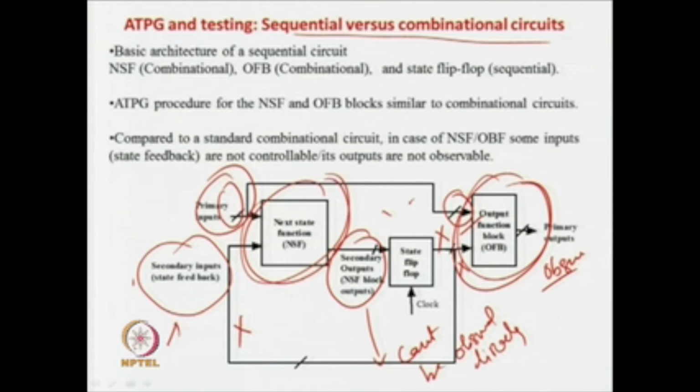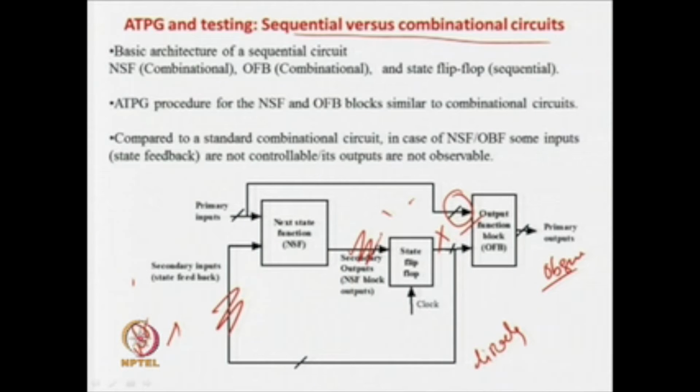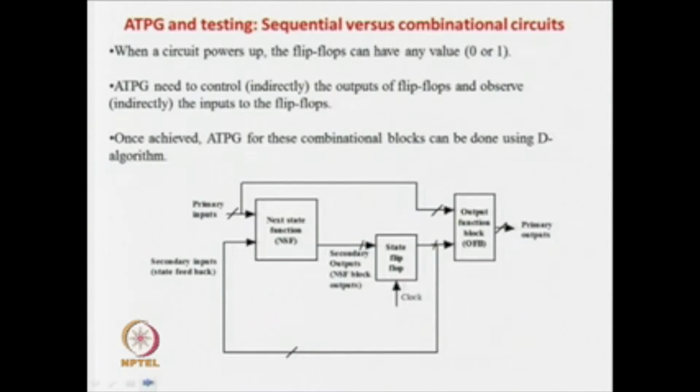Similarly, this cannot be controlled directly. So, that is actually the difference. Had it been a purely combinational circuit testing algorithm, there should have been a decoupling over here, and there should have been a decoupling over here. You should have been directly able to control these points, and directly observe these points. Similarly, for this. As these things are not possible, there is what we require.